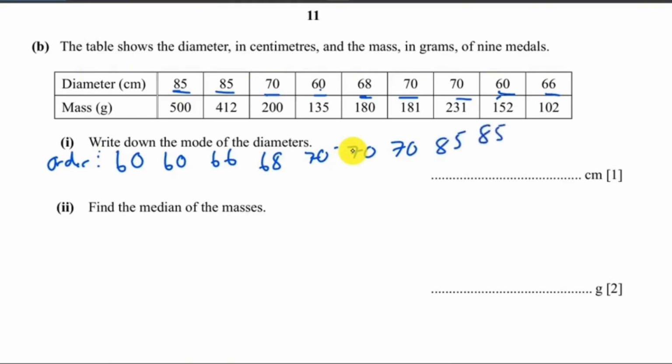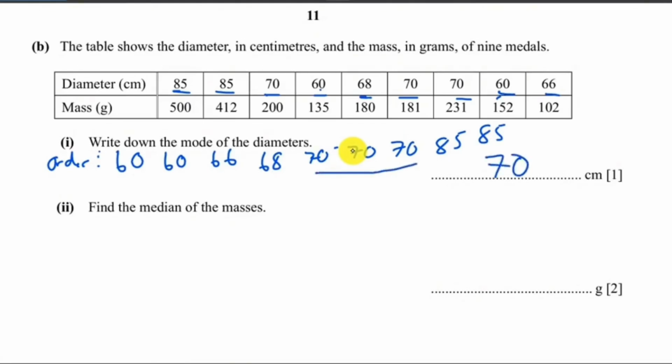So now it's easier. The mode is the number which appears the most. 60 appears twice, 66 once, 68 once, 70 three times, 85 twice. So since 70 is the one which is appearing three times, it is the mode.